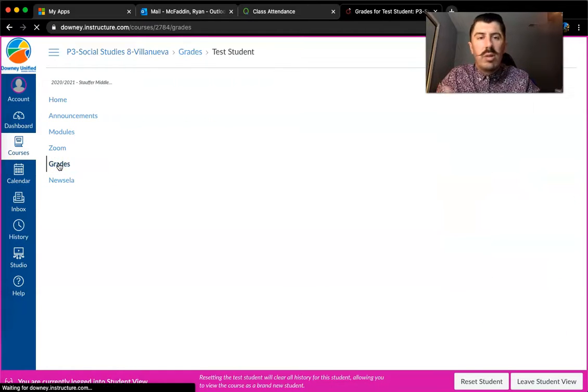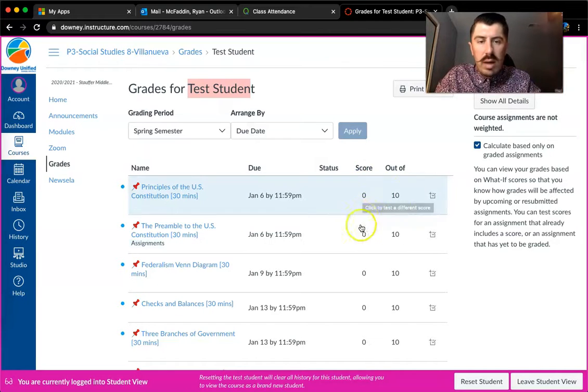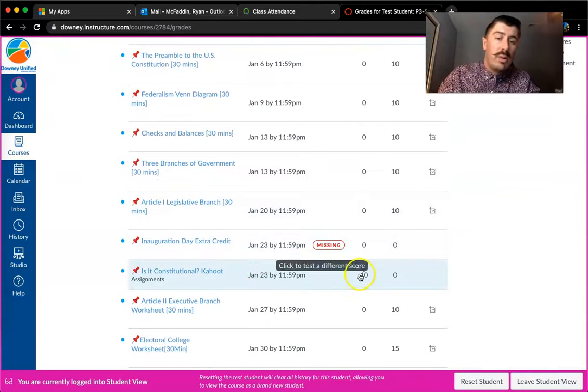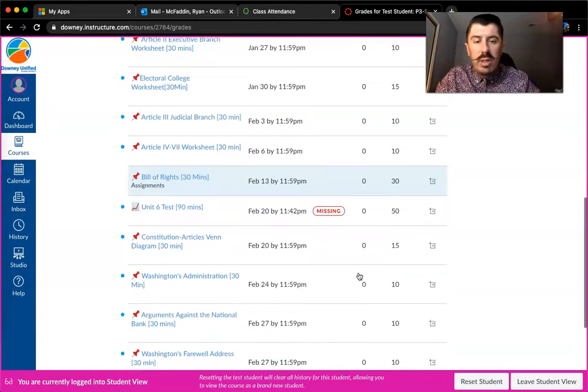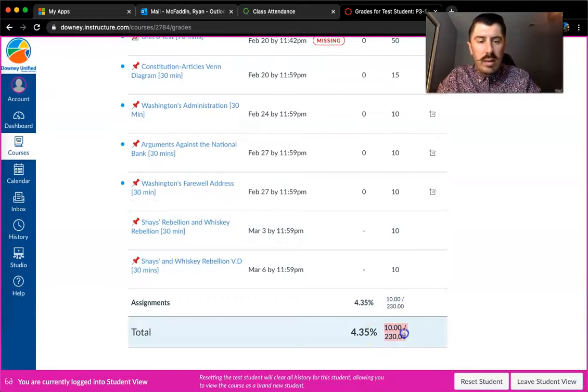When you click on grades, it's going to show every single assignment. For example, since this is a test student, I haven't put in any grades. So hypothetically, this student has done absolutely nothing. A 0 out of 10, 0 out of 10, 0 out of 10. This is where you check, oh, actually, they got 10 points for the Kahoot. So this is where you would check all your student's late work, missing work, incomplete work. And the total right here at the bottom is what their grade would be. So our test student has a 4% in class.